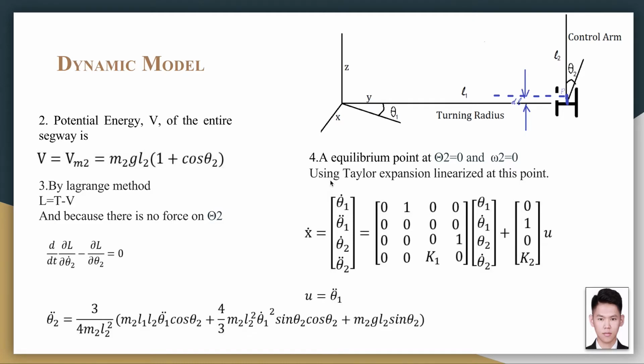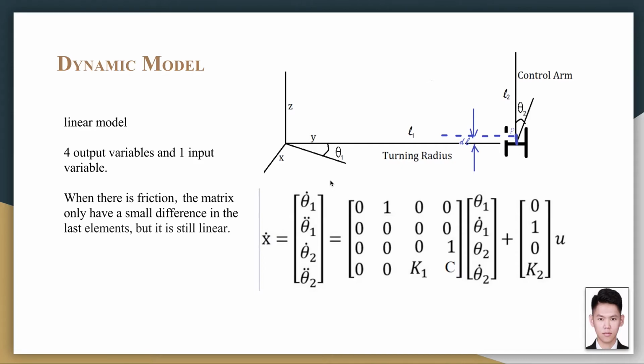Because there is no force on theta 2, we can calculate the second derivative of theta 2. And because there is an equilibrium point at theta 2 equals 0 and omega 2 equals 0, we can use the Taylor expansion to linearize the system. So we get a linear model of the system. It has 4 output variables and 1 input variable. In addition, when there is friction, the matrix only has a small difference in the last element, but it is still linear.